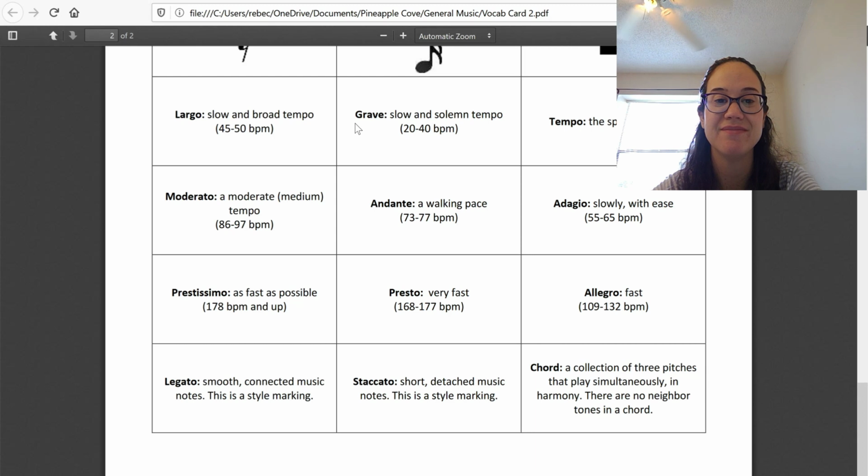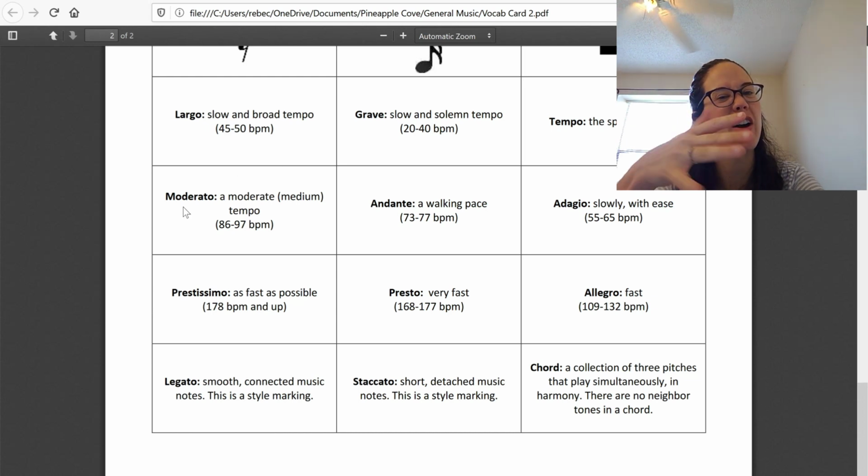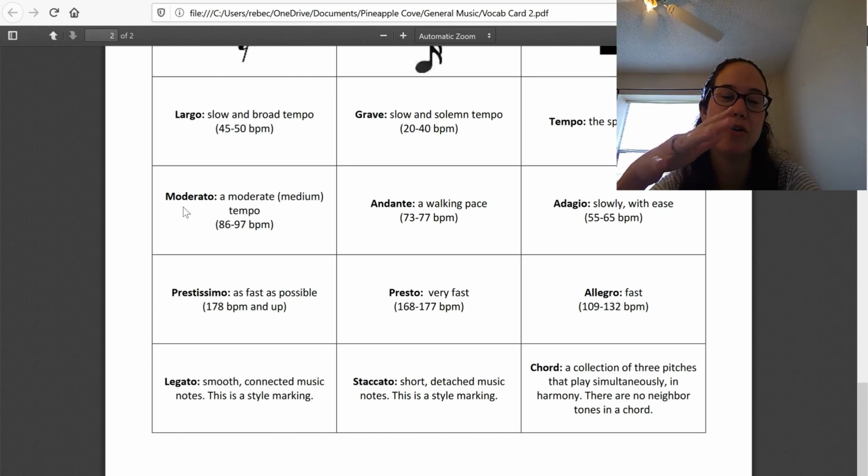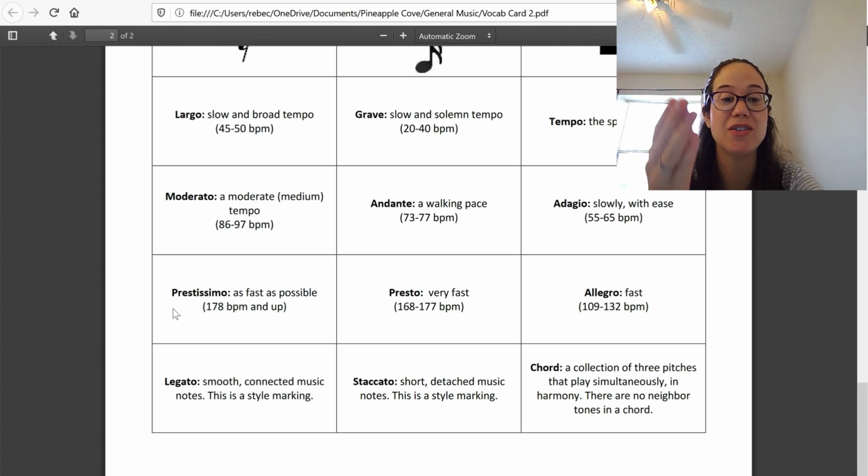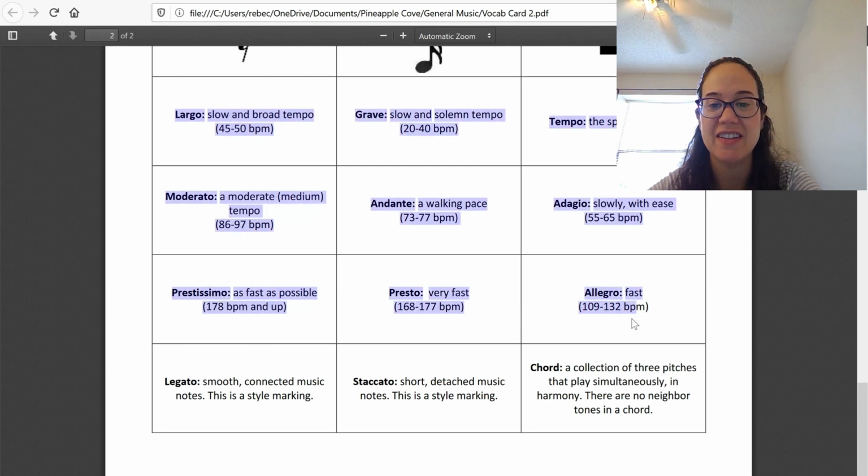Grave, largo, adagio, just getting a little bit faster, andante, moderato, which is like in the middle, allegro, presto. And then we know that issimo is like the word very in Italian. So now we go from presto to prestissimo. I'm going to go ahead and try to highlight these. These are the ones that we're focusing on.